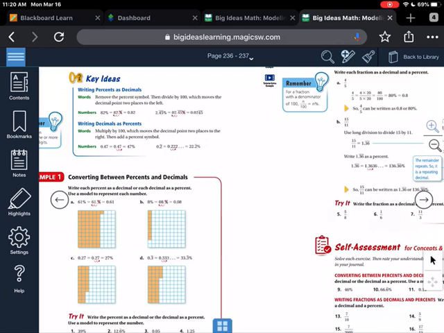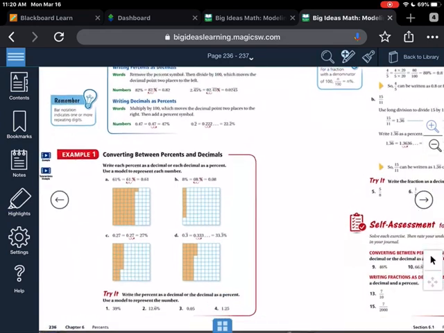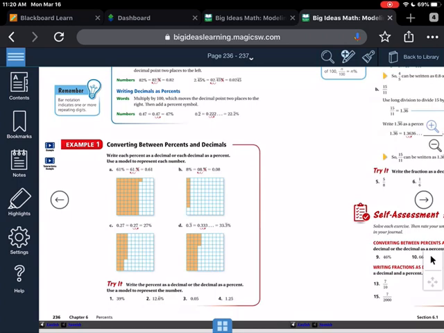It wants you to do some of these models, so enjoy clicking all of the squares. There's 100 squares, so I'm looking at example 1 over here. For 61%, you just click 61 out of 100. So 61 of the boxes out of the 100 would be filled in. In B, 8% is 8 out of 100, so we have 8 of the boxes filled in. And so on and so forth.